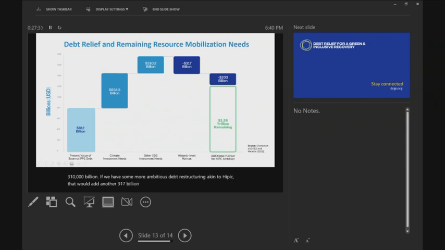But still, this would be only one way of addressing the problem. We still need a lot more investment, so we need new financing. Addressing the debt problem is just one part of a broader solution.